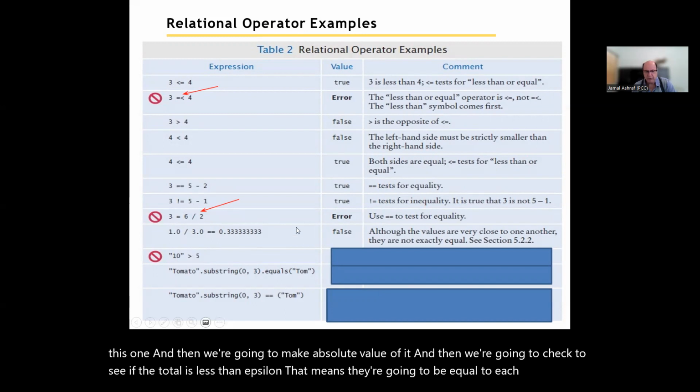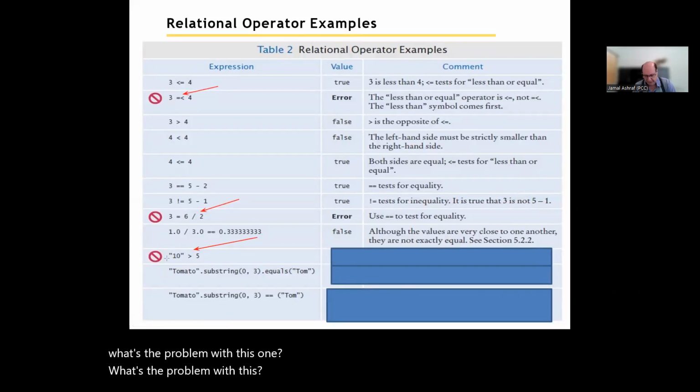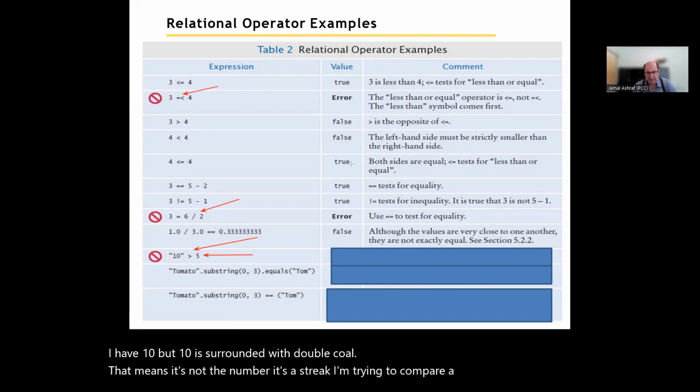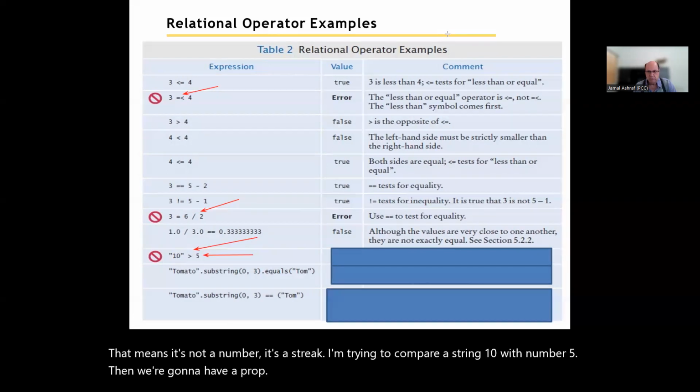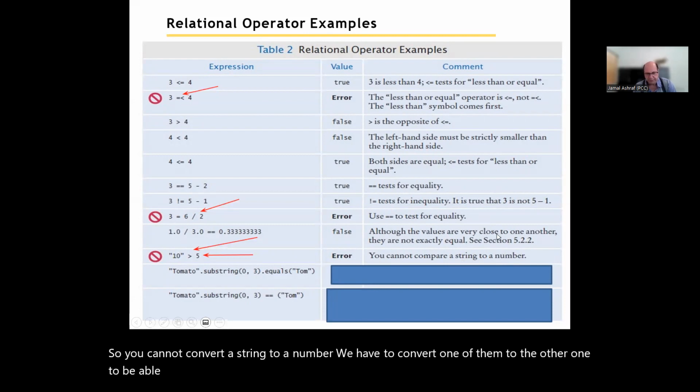Okay, what's the problem with this one? I have 10, but 10 is surrounded with double quotes. That means it's not a number, it's a string. I'm trying to compare a string 10 with number 5. Then we're going to have a problem. So you cannot compare a string to a number. We have to convert one of them to the other one to be able to check it.